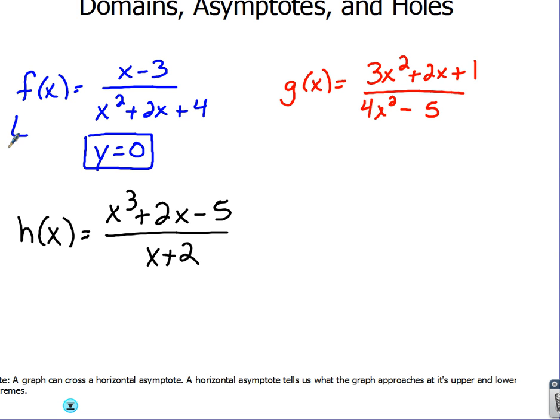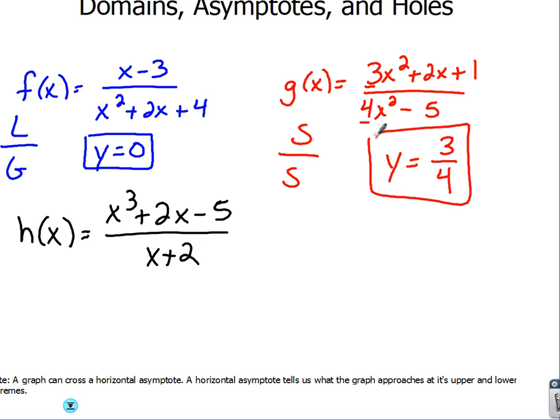If the degree on top is less than the degree on the bottom, if the bigger one's on bottom, you have y equals 0 as your horizontal asymptote. If the degrees are the same, in this case the degree on top is 2 and the degree on the bottom is 2, your horizontal asymptote is going to be whatever your leading coefficients are, the numbers in front of your highest powers. Here, my horizontal asymptote will be y equals 3/4. Notice y equals is a horizontal line.